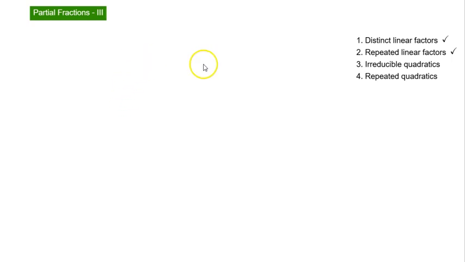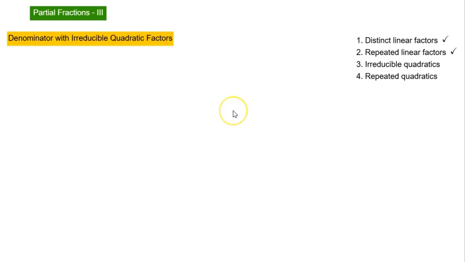Let us look at partial fractions. We have already seen the case where distinct linear factors are there in the denominator, and repeated linear factors. Now let's look at irreducible quadratic factors. Let's say we have x square plus 1 divided by x times x square plus 2.